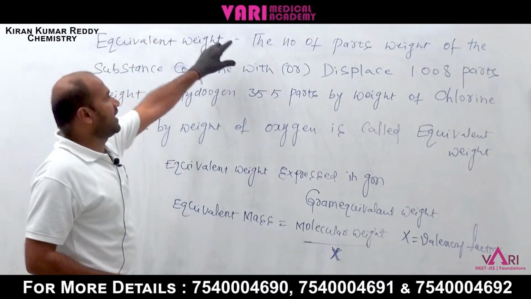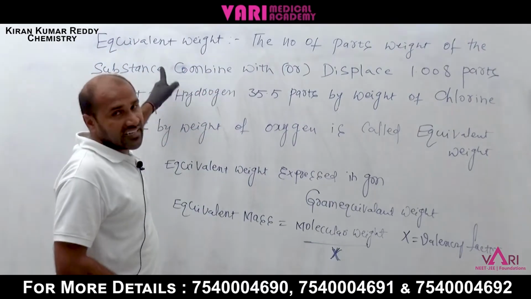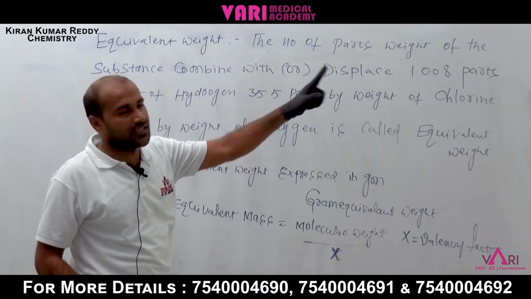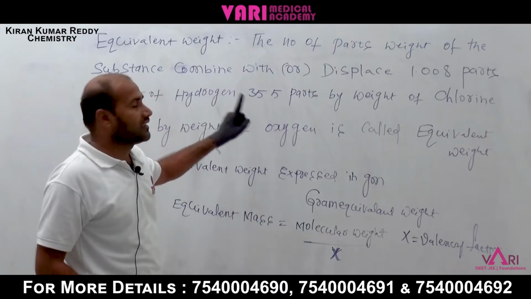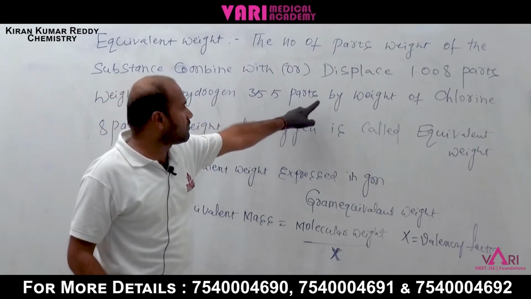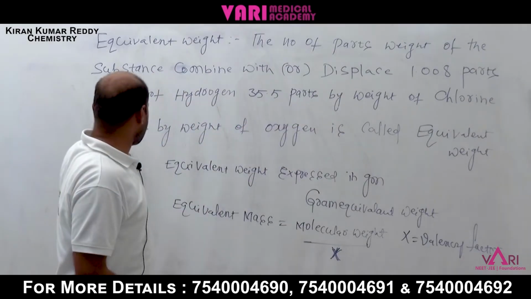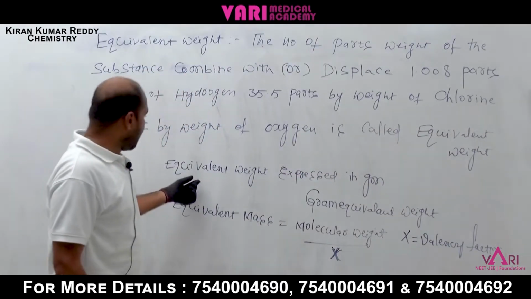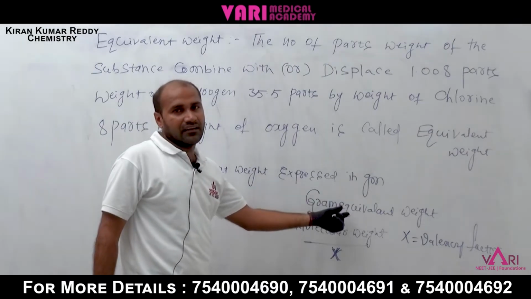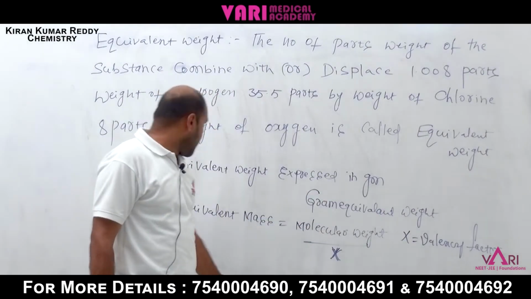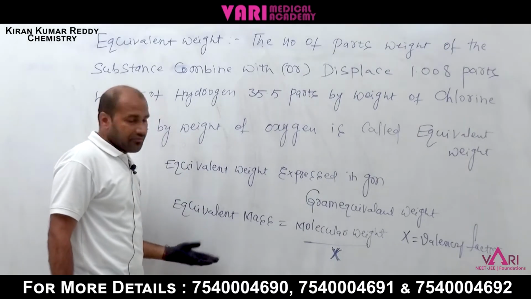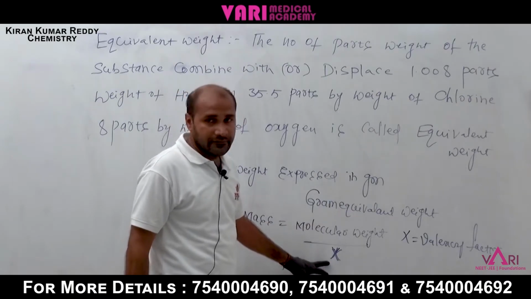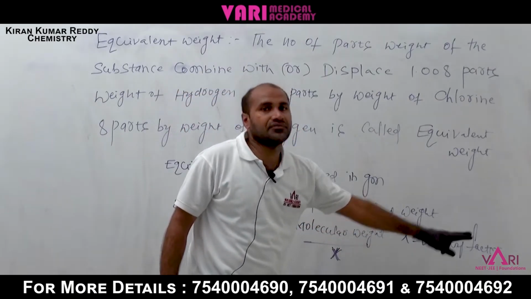Equivalent weight is defined as the number of parts by weight of the substance that combine with or displace 1.008 parts by weight of hydrogen, 35.5 parts by weight of chlorine, or 8 parts by weight of oxygen. Equivalent weight expressed in grams is called gram equivalent weight. Equivalent mass or equivalent weight is equal to molecular mass by X. Here X is equal to the valency factor.